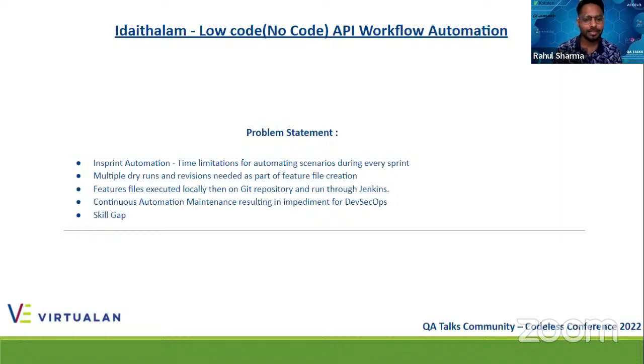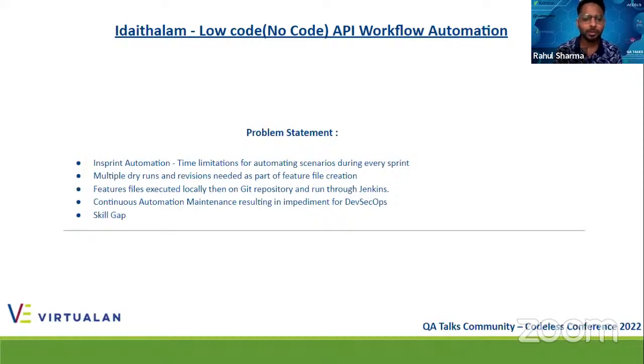Basically, our testing user stories were getting carried forward to the next sprint, and that was creating a lot of backlog when it comes to automation. Due to that, we were not able to find the defects either, because we were not able to achieve the automation in the sprints, and it was creating some issues. So with the help of Idaithalam, this tool significantly resolved that problem, I would say.